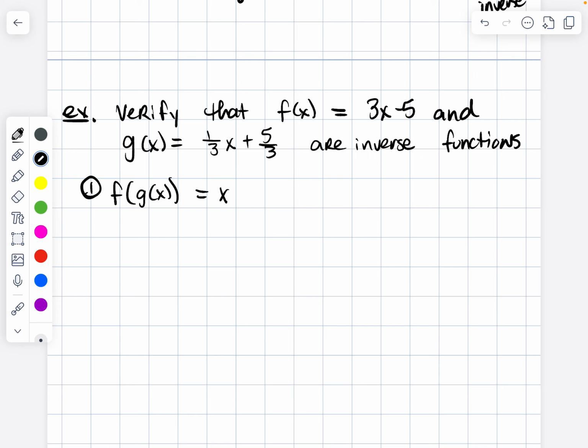And then the second thing we're going to do is do the other way around. We have g of f of x. And we want to see, is this going to be equal to x?